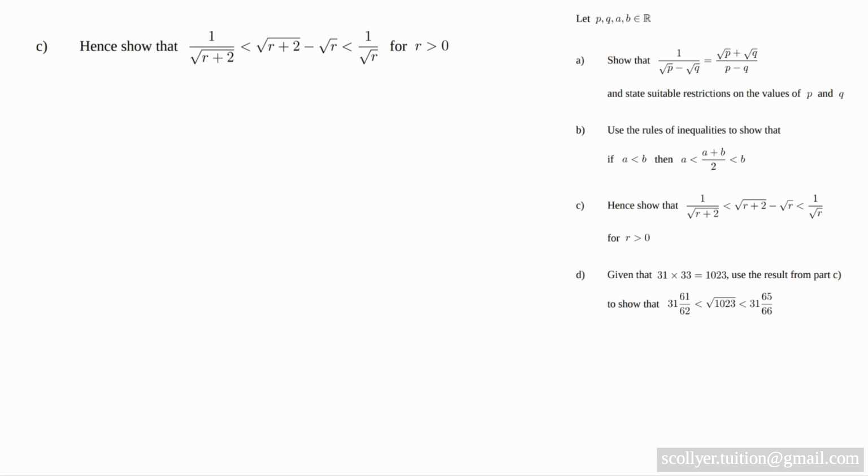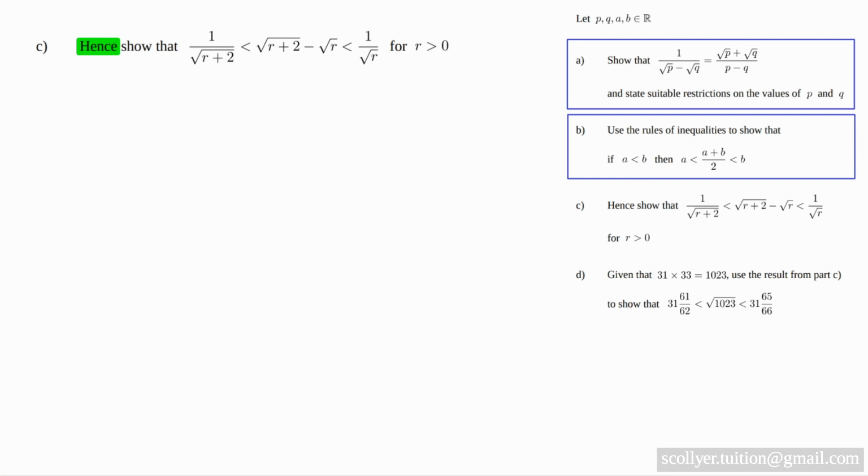Part C. Hence show that the square root of r plus 2 minus the square root of r lies between 1 over the square root of r plus 2 and 1 over the square root of r for r greater than 0. This is a hence question, so we have to use the result from part A and or the result from part B to show the result in this part.